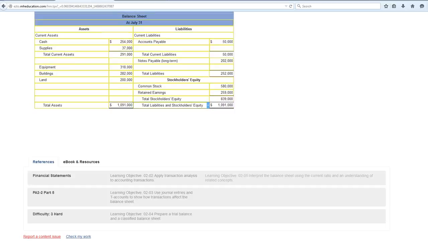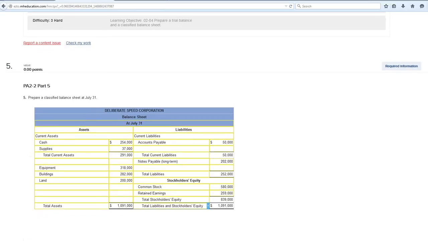There is, in some of your homework problems, some questions that follow the balance sheet. For example, they would ask you, who provided more of the assets, more of the financing for the assets? The creditors or the stockholders? Well, let's see. The creditors provided $252,000 worth of financing, and the stockholders, between their original investment and successful operations, $839,000. So in this case, the stockholders would have provided more financing for the assets.